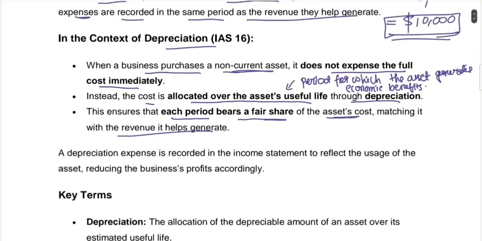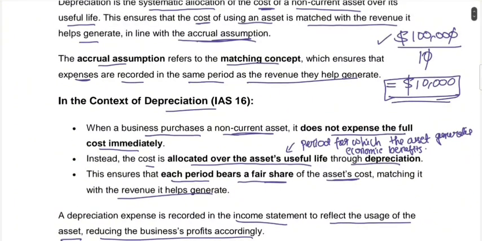Let's move on. A depreciation expense is recorded in the income statement to reflect the usage of the asset, reducing the business's profits accordingly. So you do not go and charge $100,000 in the P&L today, which is basically going to generate a loss for you. If I charge 100,000 today, rather than charging 10,000 at the end of the year, because I just purchased an asset, it's obviously going to generate a loss for me.